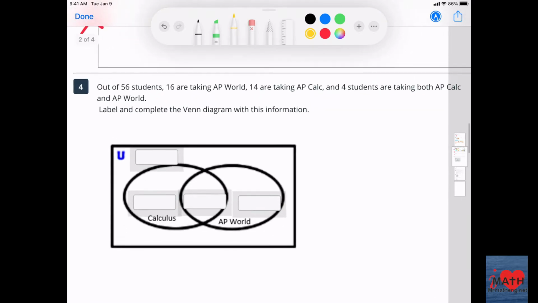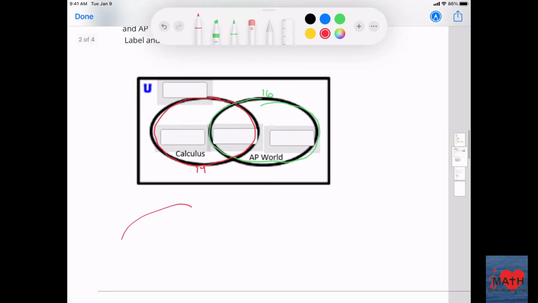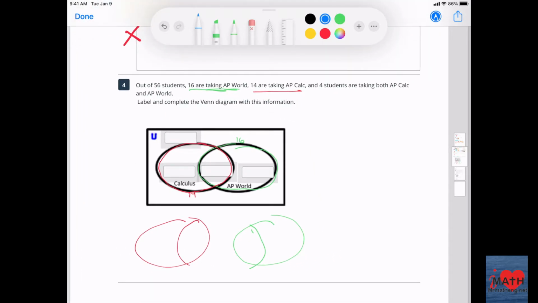Okay. Question number 4. Out of the 56 students, 16 are taking AP World. So let's do a color. We already did this above, but we'll do it again. So all of this is 16. And in red, 14 are taking calculus. And so when I like to do it, that's the overlap part. And then 4 are taking both. So this portion is 4. And so if you're labeling this, this would be 4 plus something equals 16. So that would be a 12.